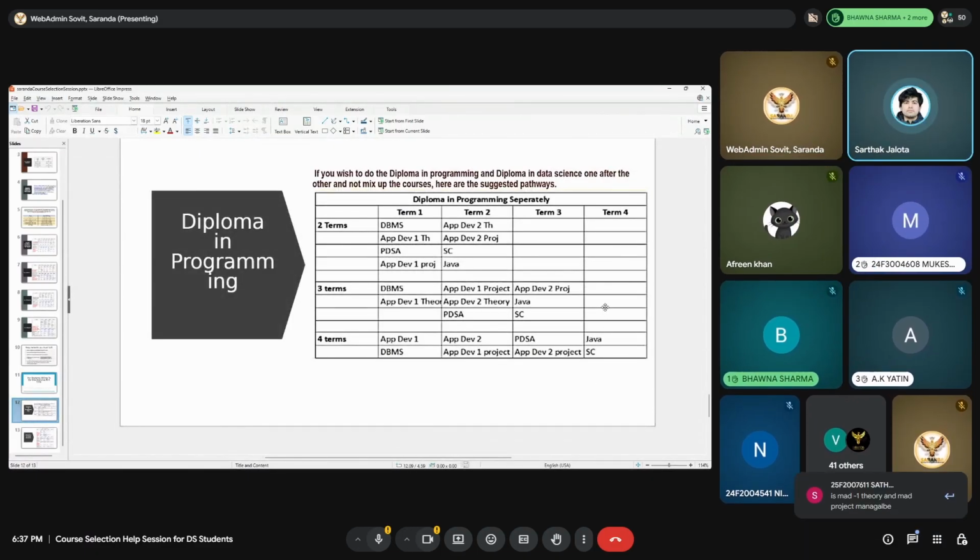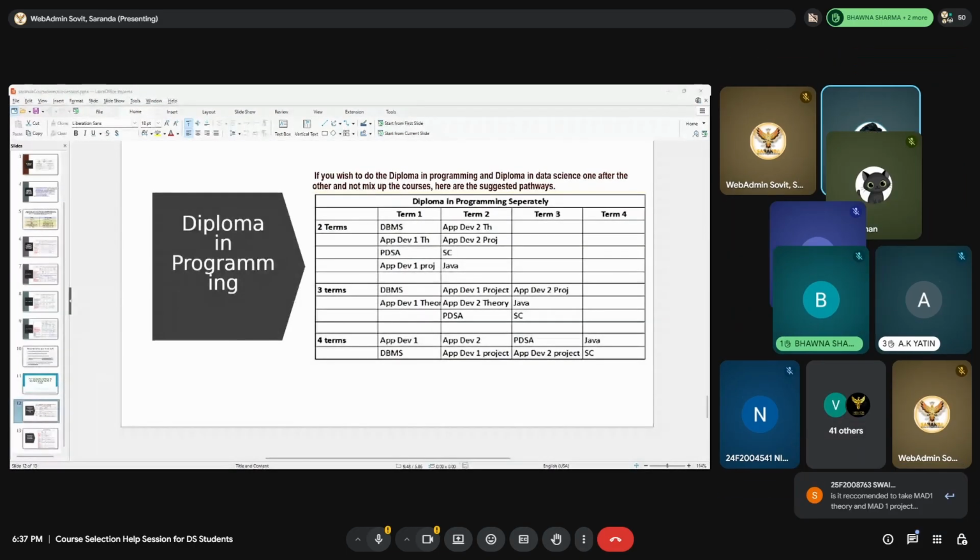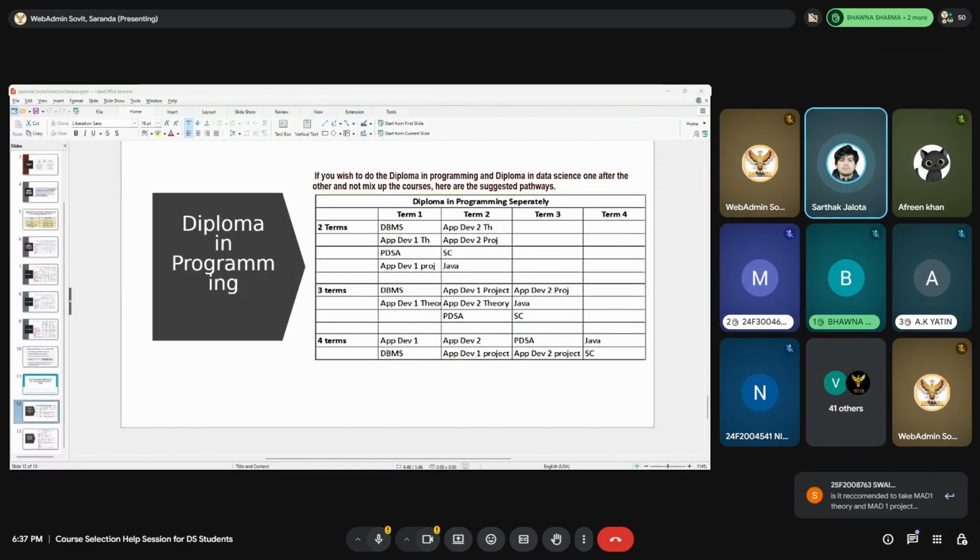Path discuss कर लेते हैं for students willing to do 1 diploma at a time. So diploma in programming, is MAD 1 theory and MAD 1 project manageable? Yes, it is manageable if you have previous coding experience. But if you don't have any previous coding experience, you might find a little bit of difficulty with Flask and making database models and all that stuff.